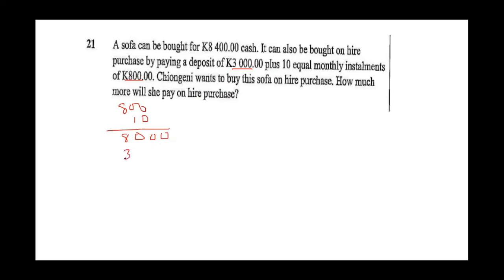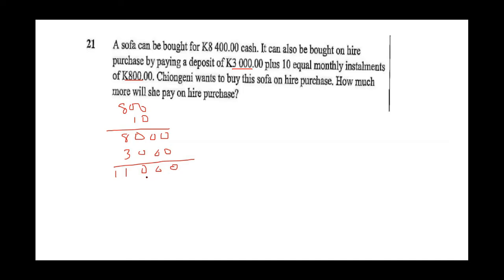So we add the initial deposit of 3,000. So this one will just be 0 there, 0 there, 0 there. Then 8 plus 3 is actually 11. So it will be 11,000. Right? So this is it.